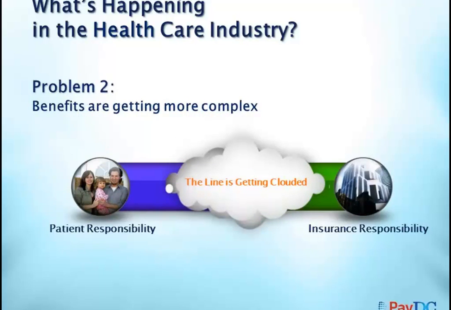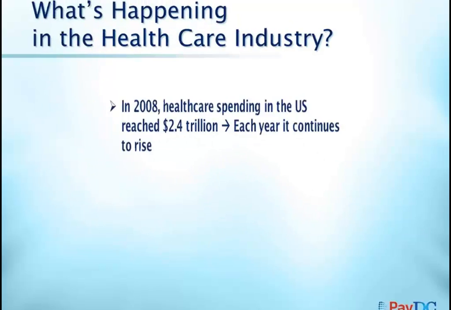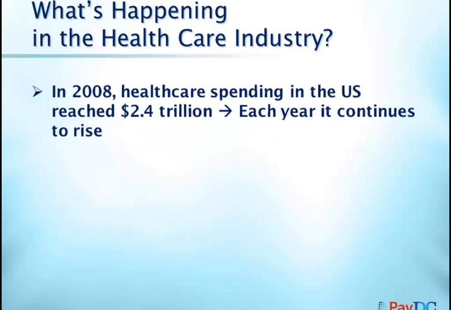The other thing is that the line is very clouded. It's really complex, and I like to use the analogy, if you call up an insurance company 3 times, you're probably going to get 4 different answers. So we really have to be good at understanding these benefits. There are a lot of challenges out there right now for us, and unfortunately, this is just the way it's going. And one of the things that is driving this is that healthcare spending is just huge.